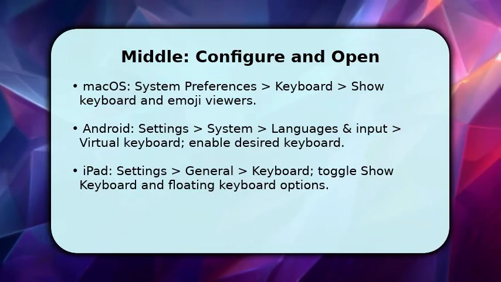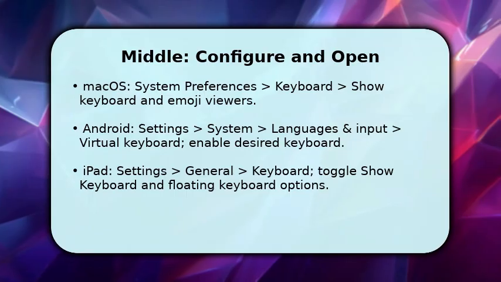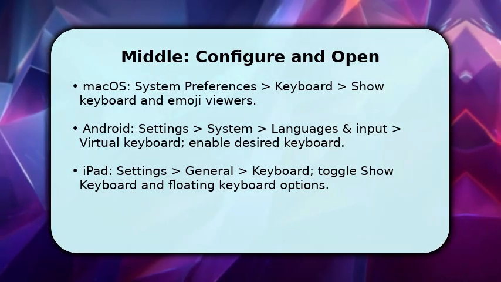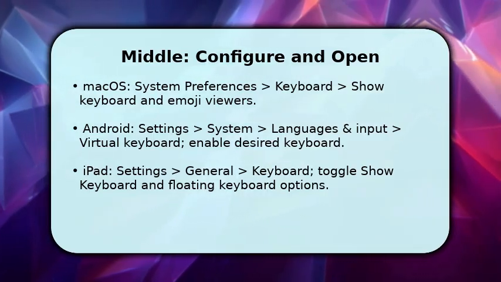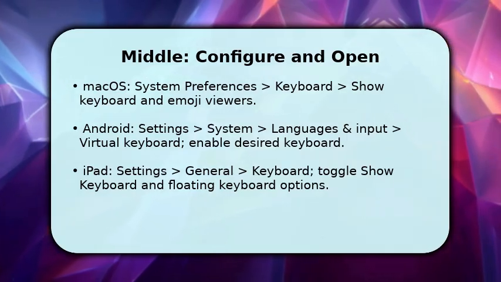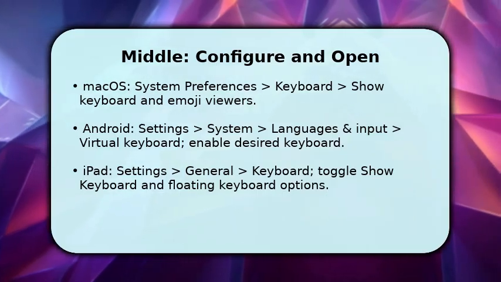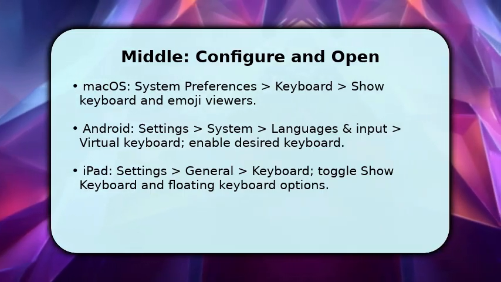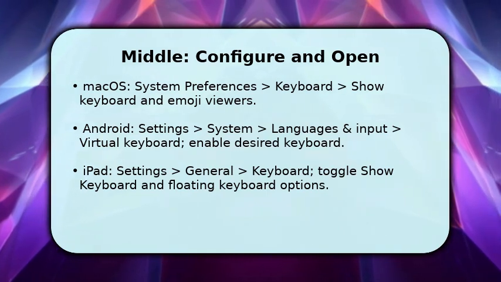Next, configure the keyboard to match how you work. For macOS, open System Preferences, Keyboard, and enable Show Keyboard and Emoji Viewers so you can open the viewer from the menu bar. On Android, go to Settings, System, Languages, and Input, then Virtual Keyboard to enable or switch keyboards. Make sure Gboard or your preferred app is active. For iPad, in Settings, General, Keyboard, toggle Show Keyboard and enable floating or split layouts if you need smaller keys. These steps let you open and customize input quickly.